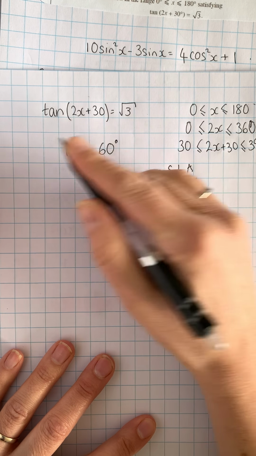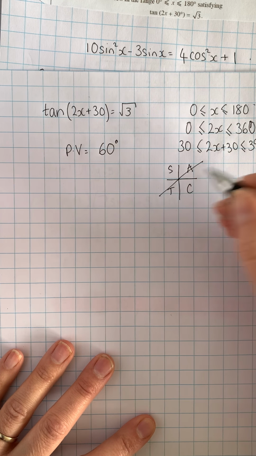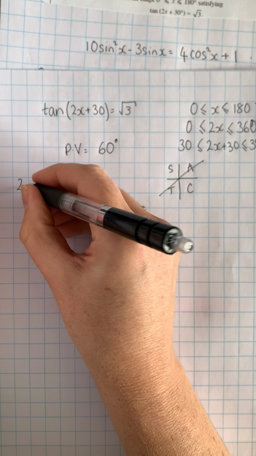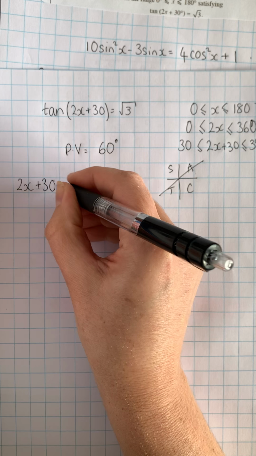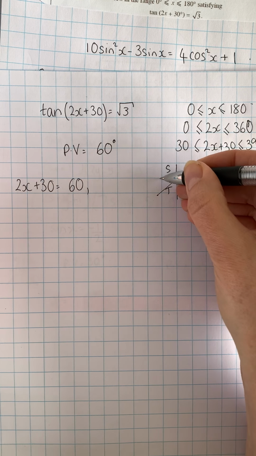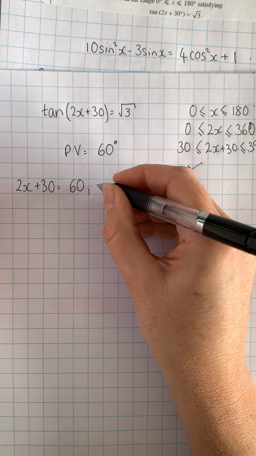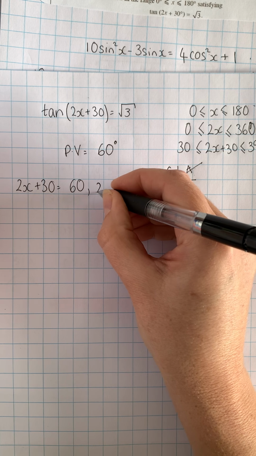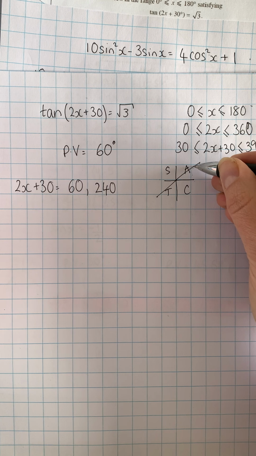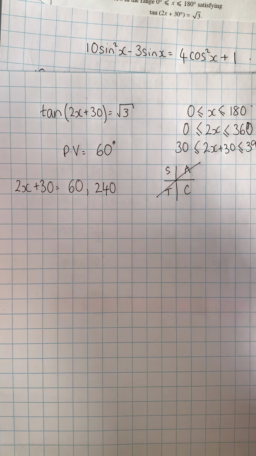CAST: when is tan positive? There and there. So my first answer is there. So 2x plus 30 is 60. And then 180 add 60 is 240. Do I need to look round again? 360 plus 60 is 420. It's gone out of that range.